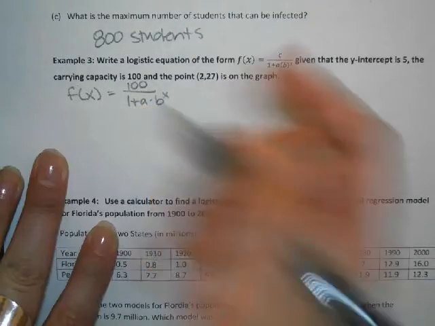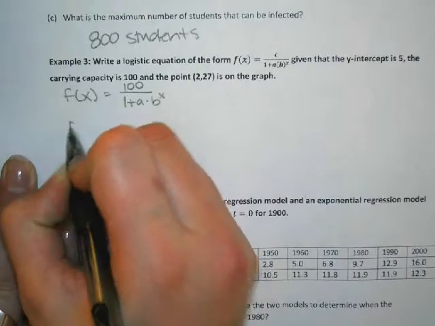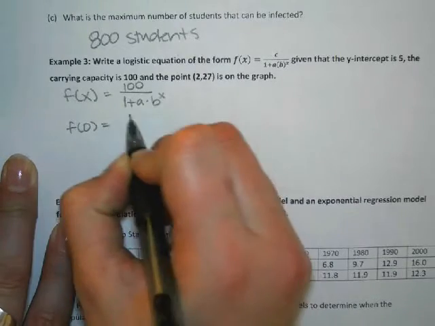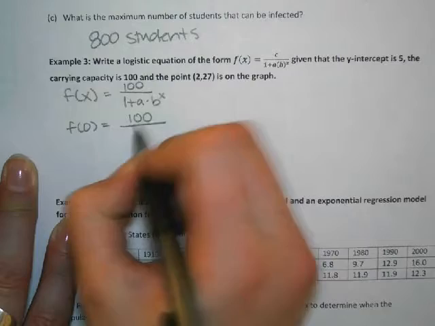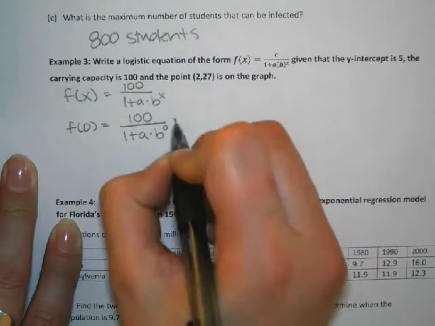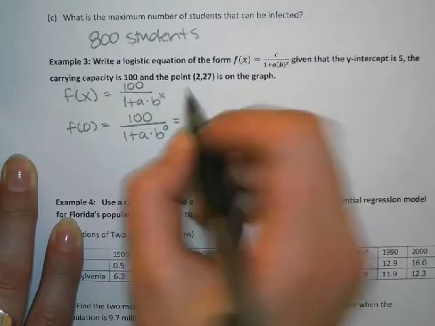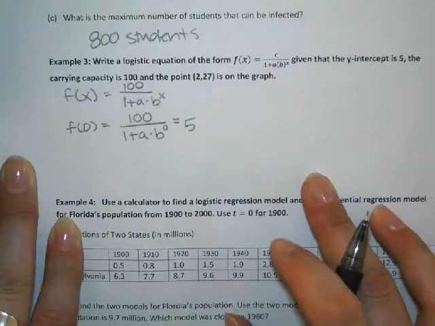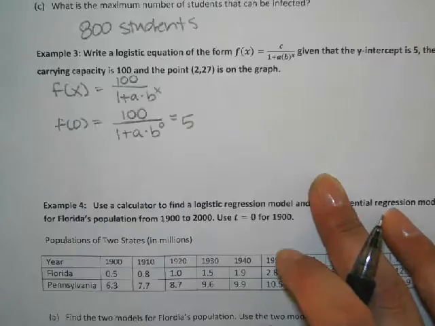Okay? So I'm going to say that if I plug in 0, f of 0 is 100 over 1 plus a times b to the 0, and I know that when I plug in 0, I get a result of 5, because the y-intercept was 5.